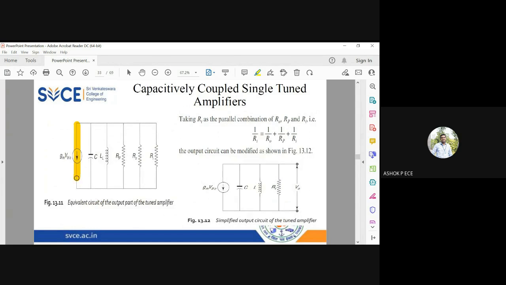See gm V_b'e, you have C, you have L_P, this is not L_L, it is L_P, you have R_P, we have R_o, and we have R_i. And across R_i, I'm going to measure V_o. And you can see now current source, everything is parallel.